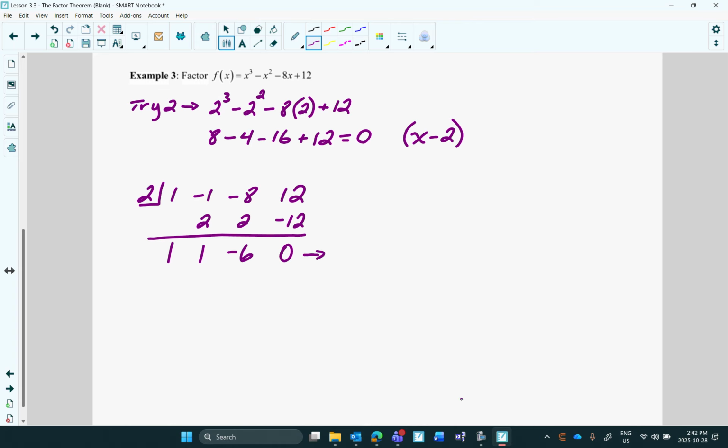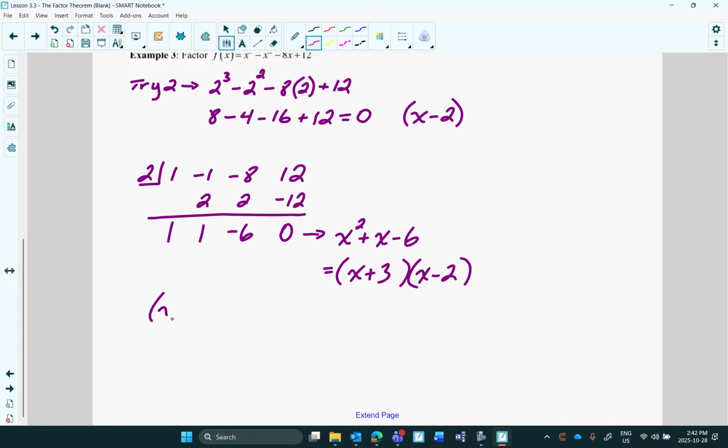And that translates to? Anybody? X squared plus x minus 6. Which factors to x minus 2 and x plus 3. So there's our 3, 2 of them which happen to be identical. So therefore, our final answer would be x minus 2 times x plus 3 times x minus 2. And that's correct.